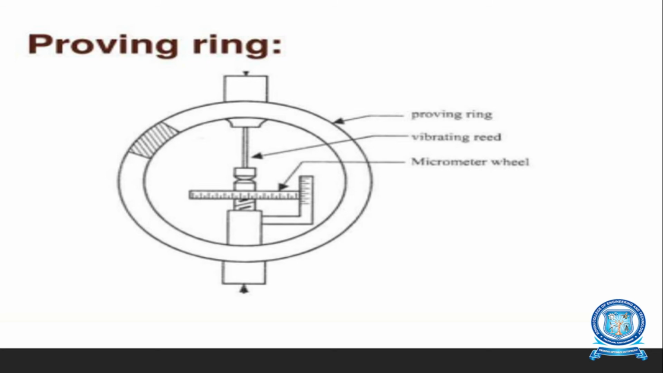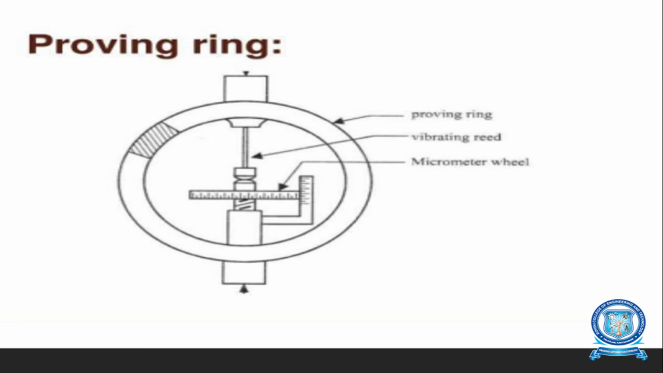Proving rings, or steel rings, are used for the calibration of material testing machines in situations where dead weight standards cannot be used due to their bulkiness. The proving ring is a circular ring of particular length. It may support tensile or compressive force across its diameter.